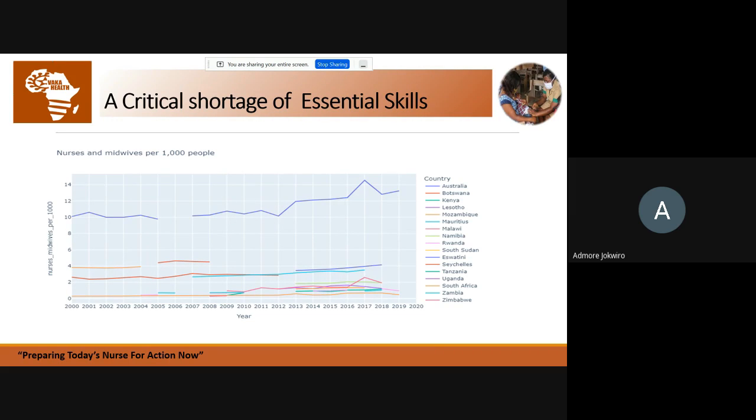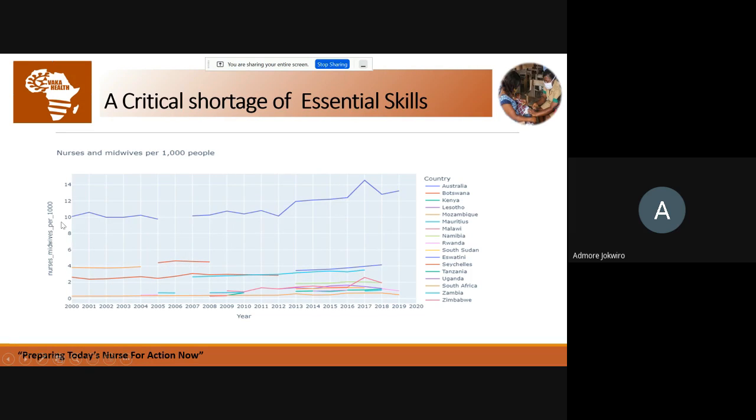But why are we here, and why are we talking about fellowships and training in East, Central, and Southern Africa? It's because there's a critical shortage of essential skills. This is documented, as the data we are presenting shows. In terms of nurses and midwives per 1,000 people, our ratio within East, Central, and Southern Africa goes as high as 4 or slightly above 4.